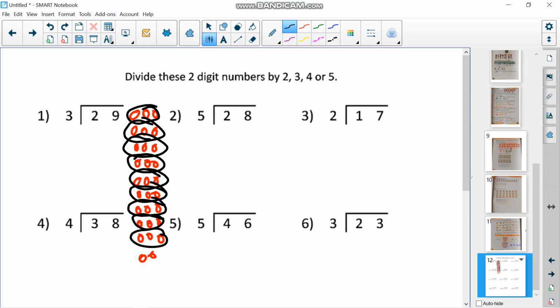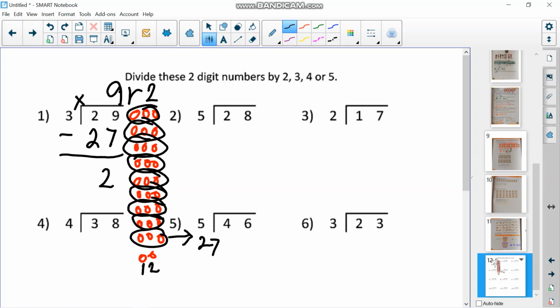So we can write here at the top of 29, 9. Then let's multiply 9 by 3. 9 times 3 is 27. Because this is 27. Up to here is 27. So just write 27. 29 minus 27 is equal to 2. You will see that there is 2 leftovers here. So we're going to write here 9, remainder 2.